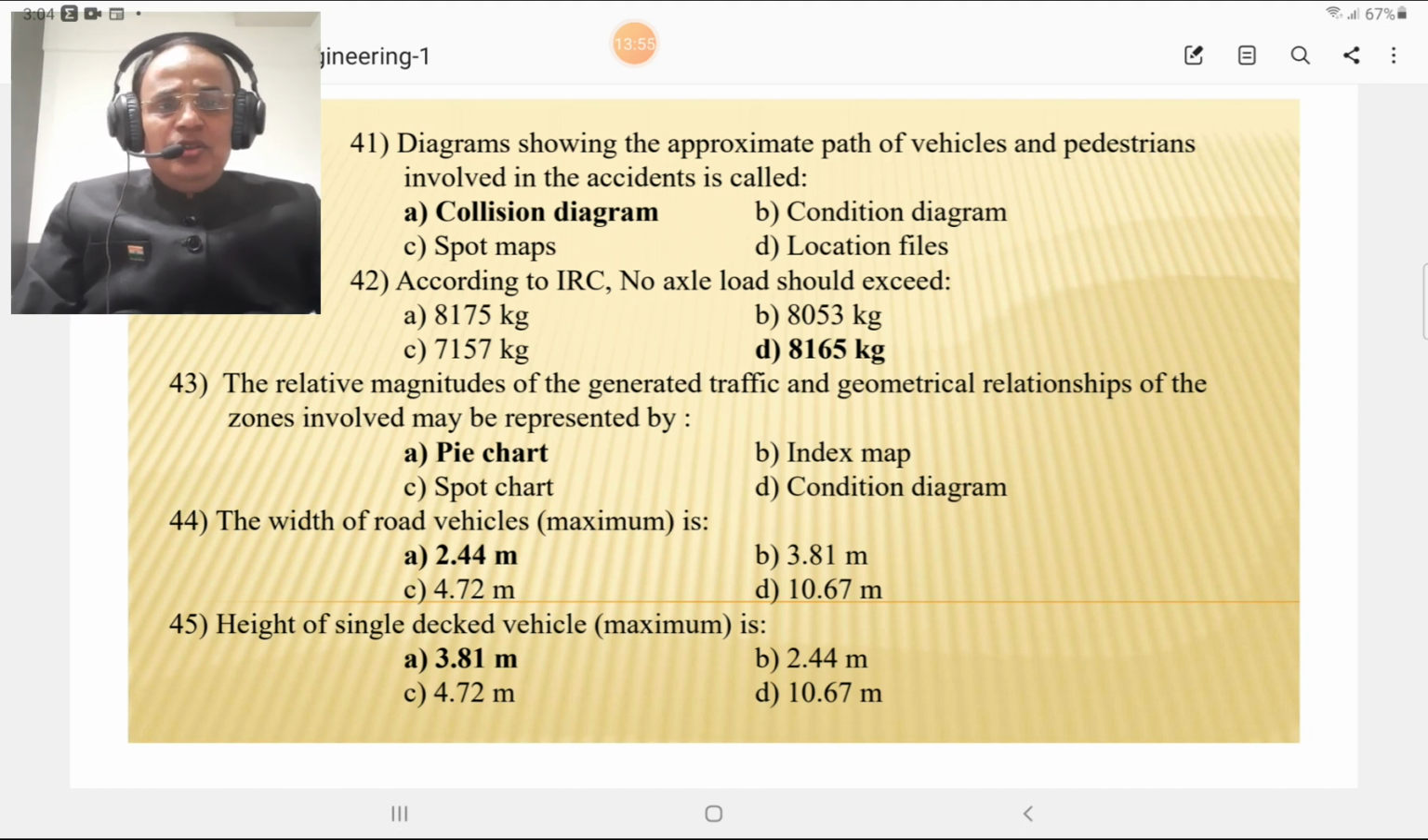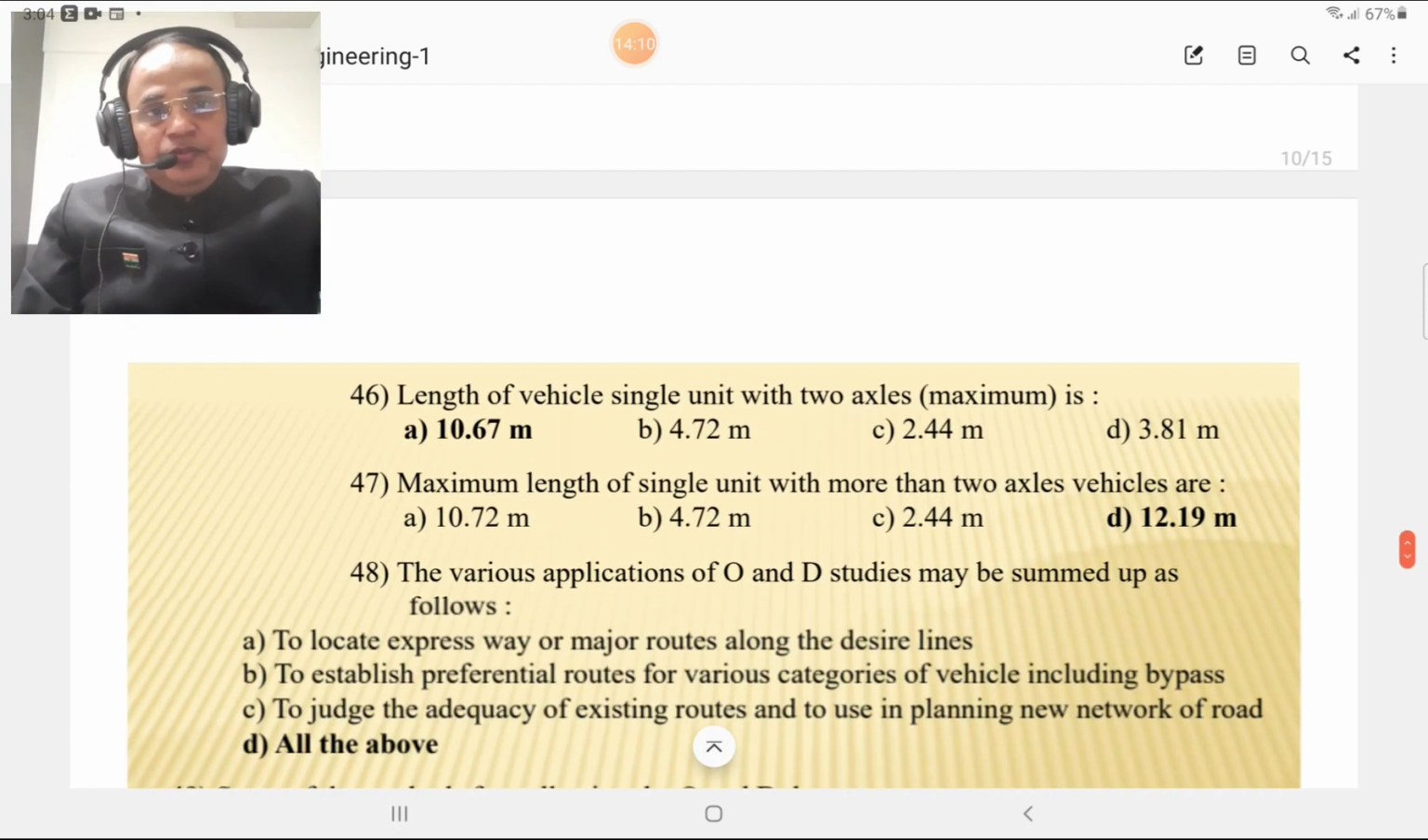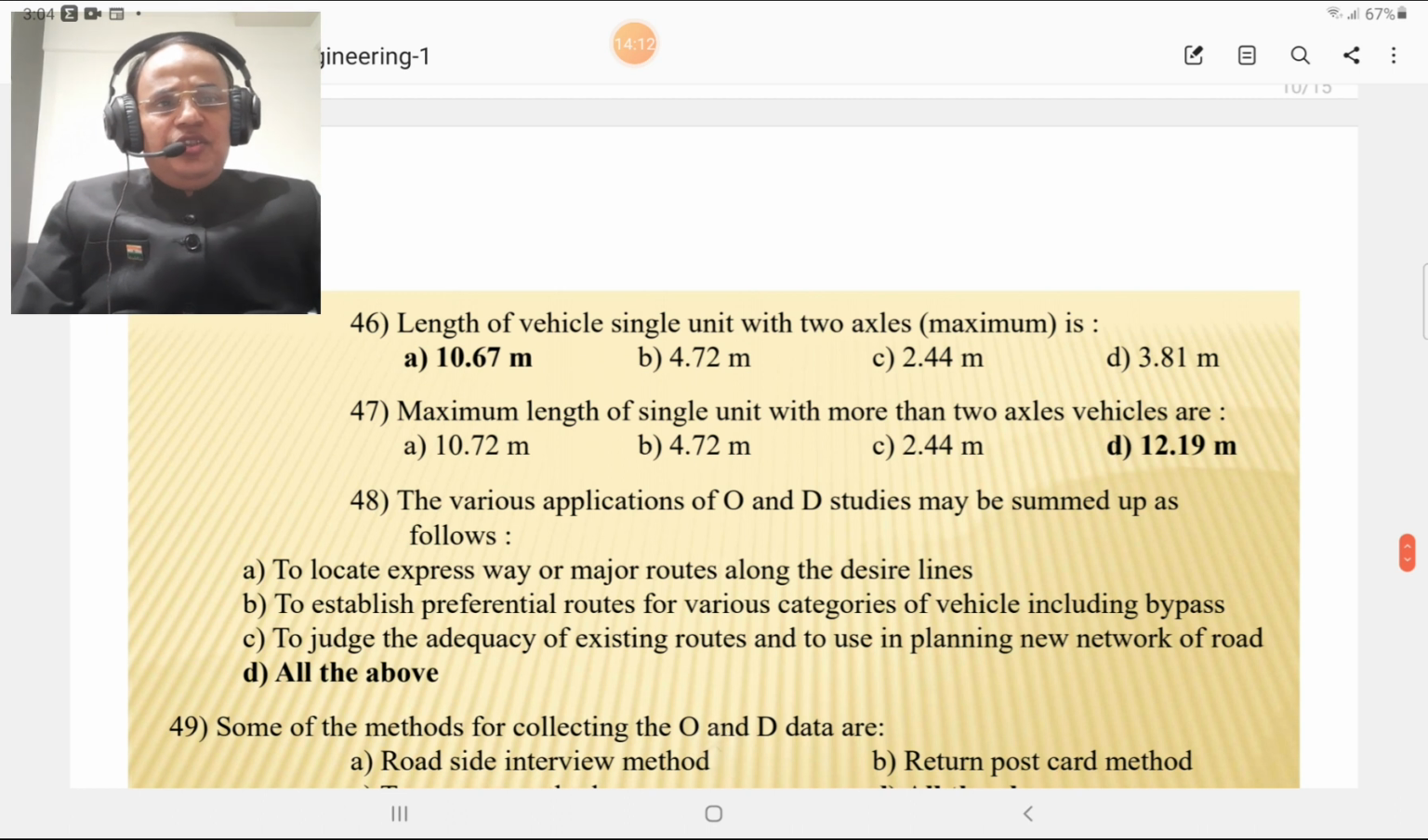The width of the road vehicle is 2.44 meter, as discussed earlier. Height of a single decked vehicle, means not a double decker but a single decked vehicle, is 3.81 meter maximum. Length of a single unit vehicle with 2 axles, that is maximum, is 10.67 meter, and maximum length of a single unit with more than 2 axle vehicle is 12.19 meter. So maximum length of the vehicle for multi-axle or more than 2 axle vehicle is 12.19 meter.